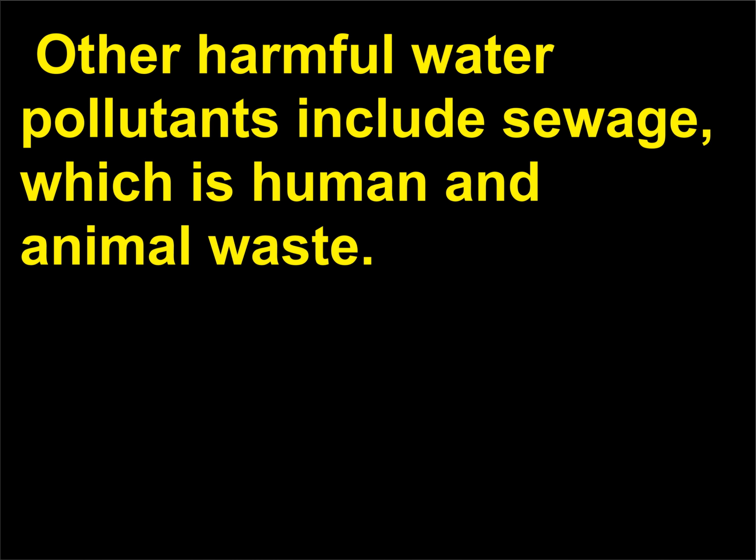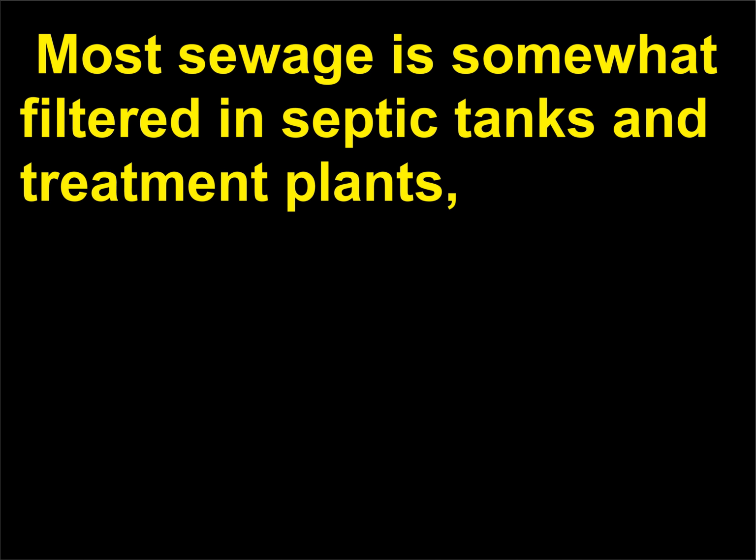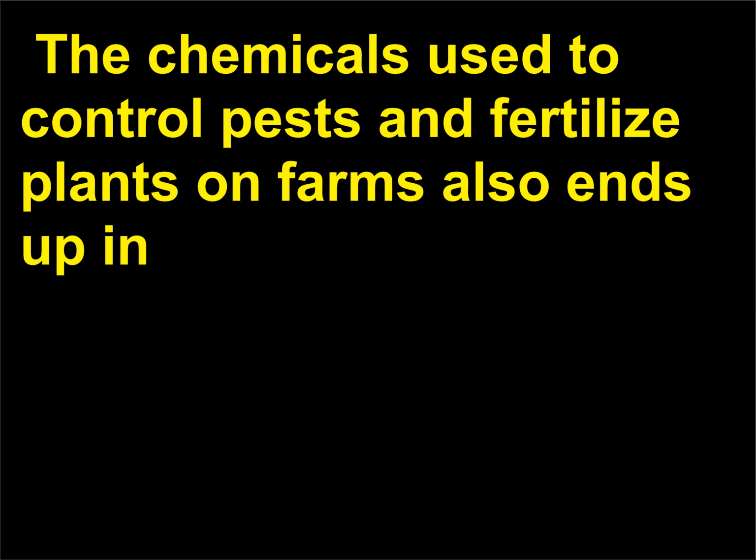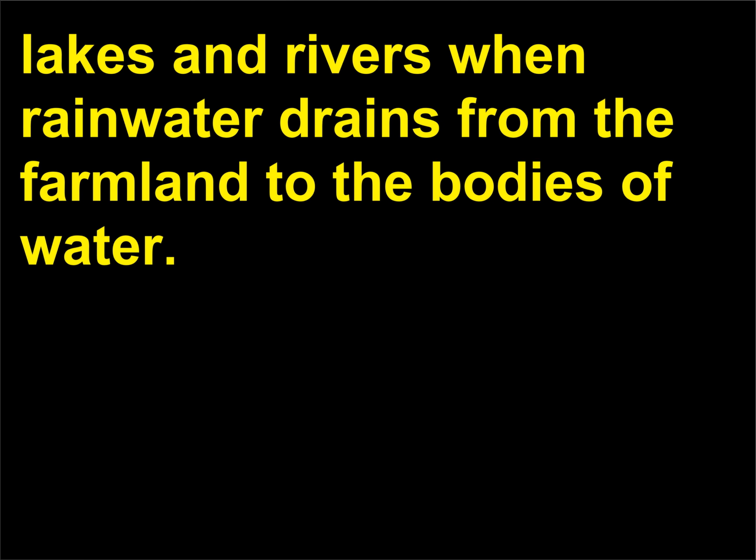Other harmful water pollutants include sewage, which is human and animal waste. Most sewage is somewhat filtered in septic tanks and treatment plants. But some raw sewage still gets released into water. The chemicals used to control pests and fertilize plants on farms also end up in lakes and rivers when rainwater drains from the farmland to the bodies of water.